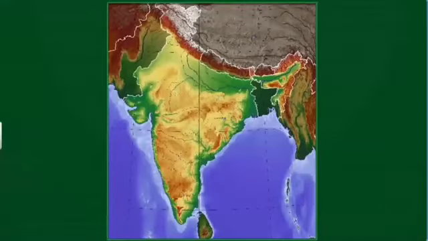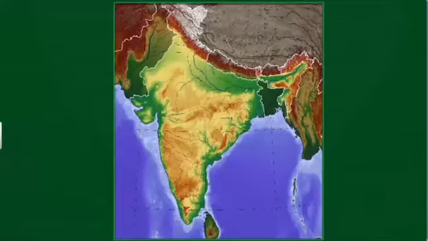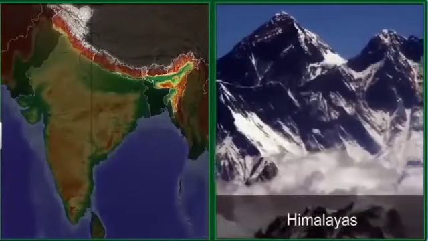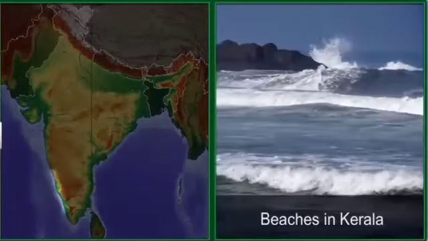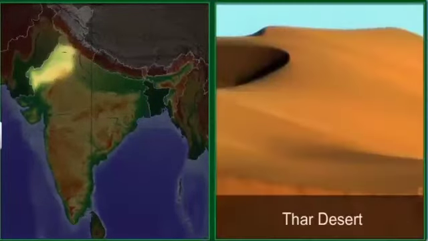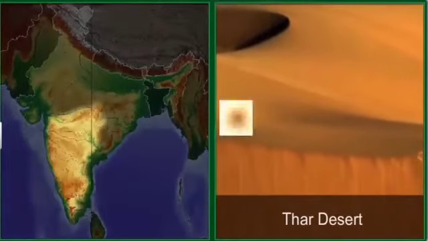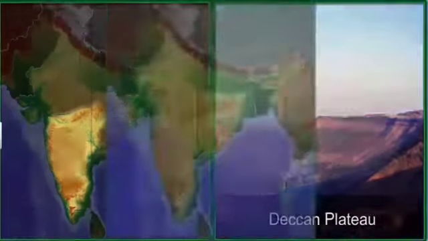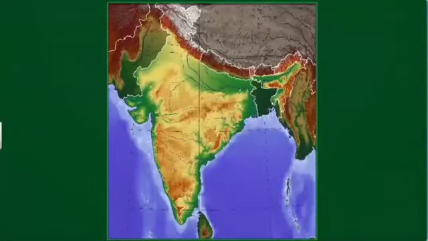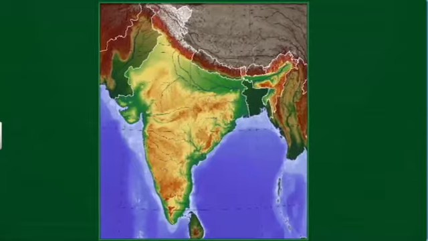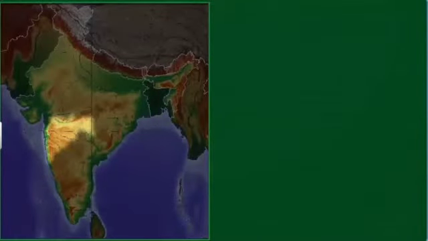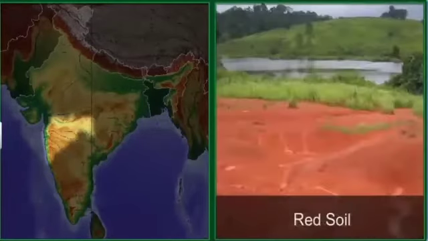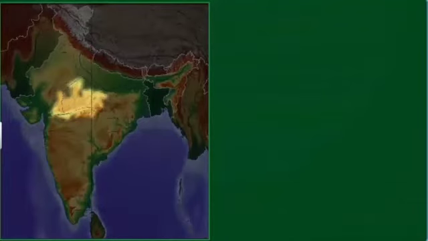India is a land of varied physical features. It has the Himalayas, beaches in Kerala, the Thar Desert in Rajasthan, and the Deccan Plateau. Even the color of the soil varies from one region to another. For example, in Maharashtra, you find both black soil and red soil. But in Madhya Pradesh, you will find only red soil.